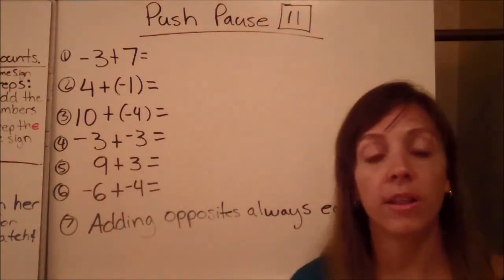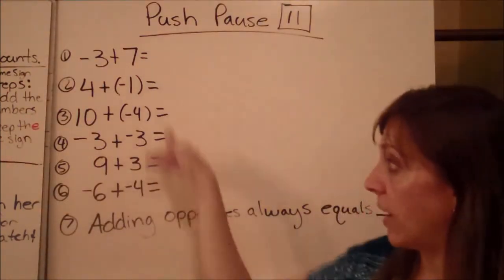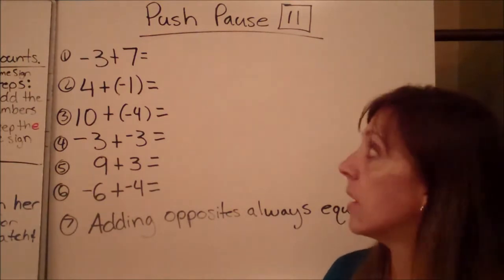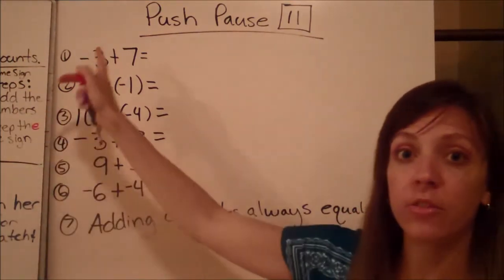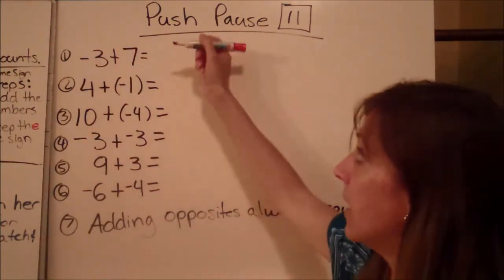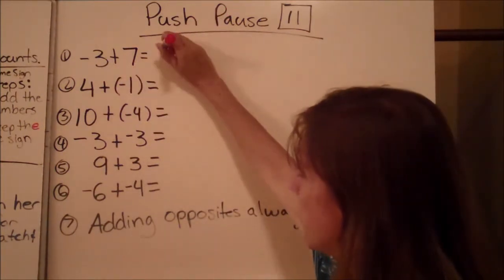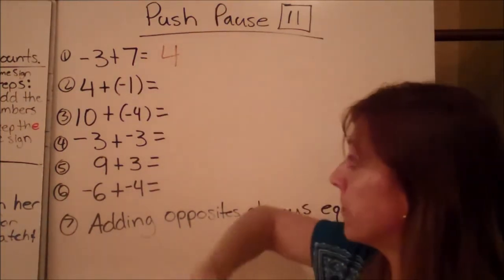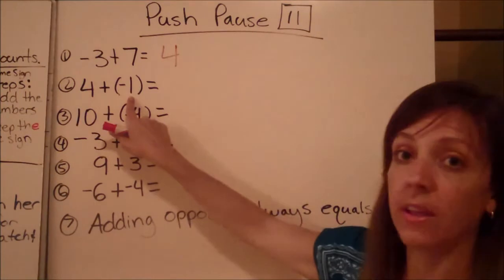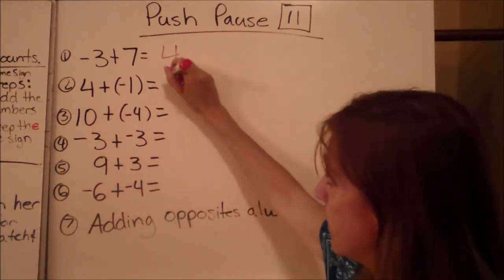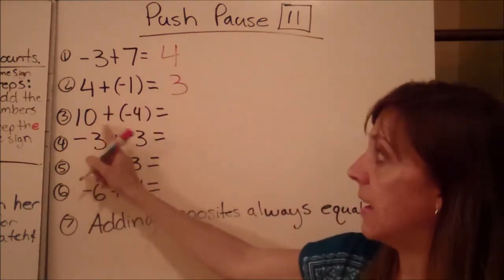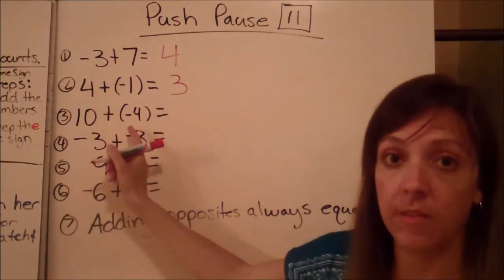Okay, on this last board, I'd like for you to push pause and try these out. Okay, let's start with negative 3 plus 7. Negative 3 plus 7 is going to give you a positive 4. 4 plus negative 1 is going to give you 3. 10 plus negative 4 is going to give you 6.